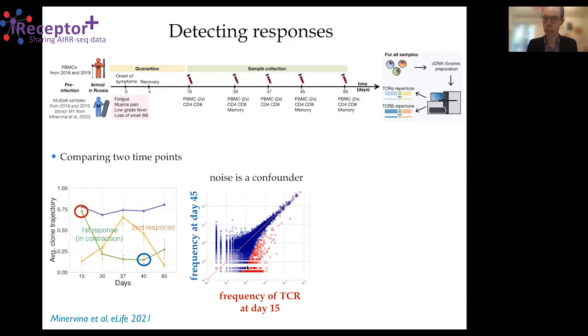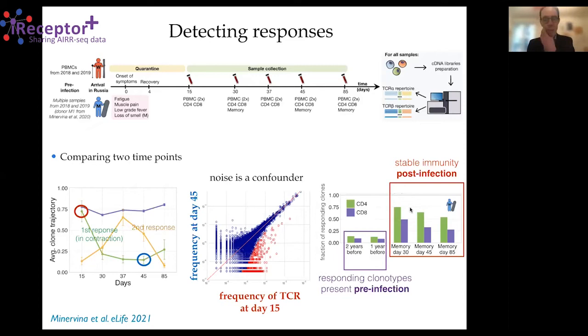One first observation is that these clonotypes are found to be stable post-infection in the memory pool. And in this particular case, for this particular donor, we also found that some of those clonotypes were present prior to the infection, because, though I didn't show it here, we actually had samples from those individuals from before the pandemic, just by chance. So we could look back and see whether those contracted clones were present before, and they were, and not only that, they were also present in the memory pool. That suggests there was some pre-existing specificity to SARS-CoV-2 in these people. I'll come back to that in about 30 seconds.